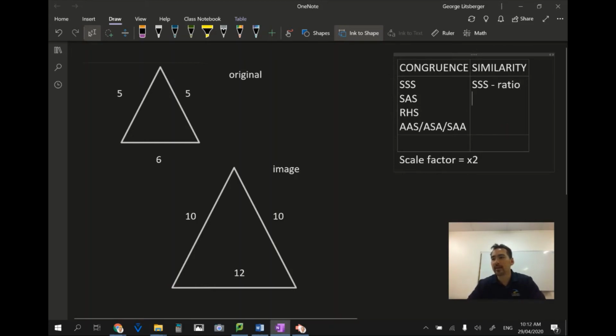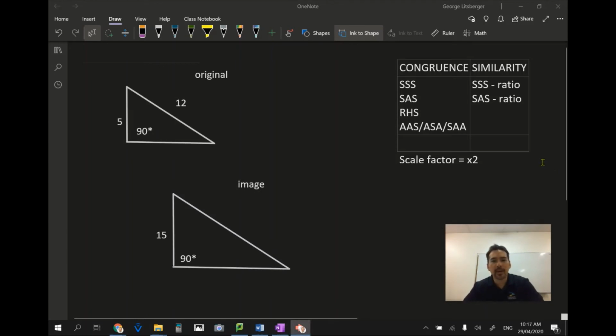All right, let's have a look at the SAS. With the SAS, we have one side that has a scale factor of 2. 5 times 2 makes that 10. We have a second side, 6 times 2 makes it 12. And the angle that is between the two sides are both equal. They are the same angle. Okay? Angles never change with similarity. So in this case, we have the side angle side rule, where the sides have to be in the same ratio. The angles need to stay the same size.